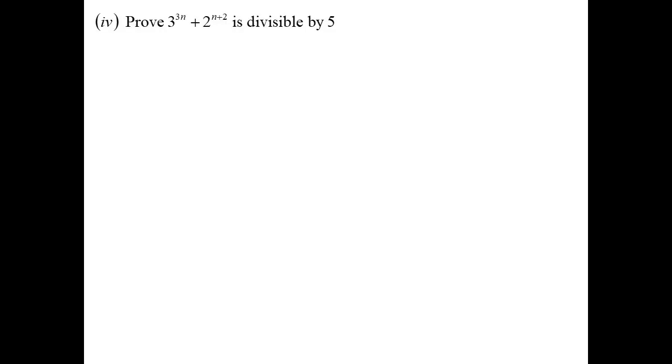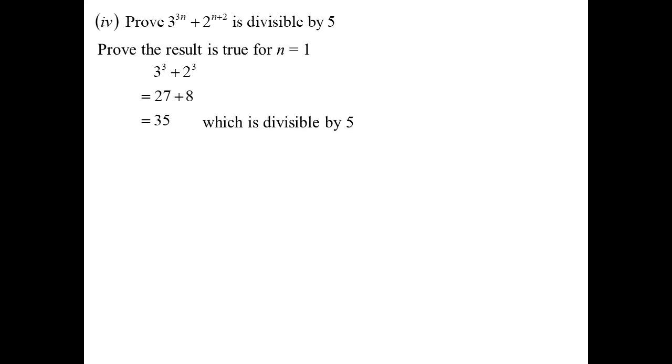Let's try this one then. 3 to the power of 3n plus 2 to the power of n plus 2 will always be divisible by 5. Let's prove it true for the first case, n equals 1. I get 3 cubed plus 2 cubed, which is 35, and yep, 35 is divisible by 5. So we know our first case, our base case, is correct.